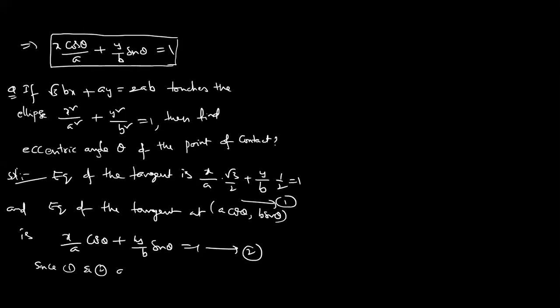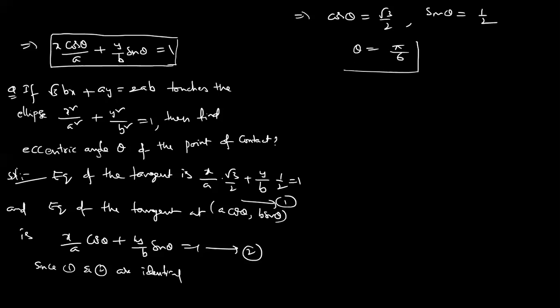Since 1 and 2 are identical, both are the same, then what is the result coming? Just comparing 1 and 2, cos theta is equal to, dear students, see how much comparing this one? Root 3 by 2. Sin theta is 1 by 2. From these two cases, what is theta? 30 degrees. That is the answer.